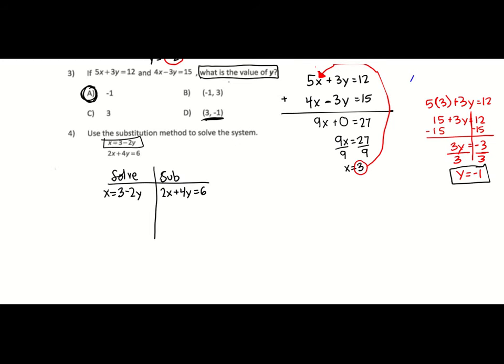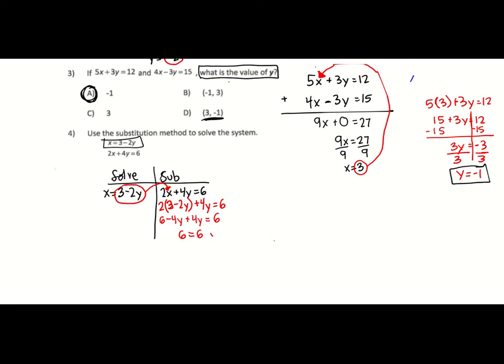Now I'm going to take that solved equation, x equals 3 minus 2y, and instead of x now I'm going to write 3 minus 2y. So this gives me 2 times x, which is 3 minus 2y, and then continue on with the rest of my equation, plus 4y equals 6. I'm going to distribute. 2 times 3 is 6. 2 times negative 2 is negative 4y, plus 4y equals 6. Negative 4y plus 4y is 0, so I just get 6 equals 6.